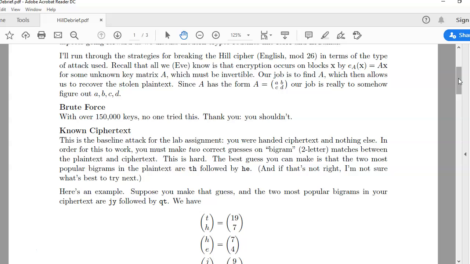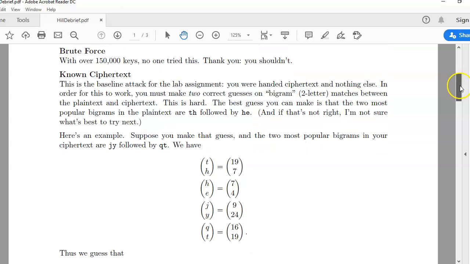Just remember that we're encrypting by multiplying blocks by some mystery unknown key matrix, A = [[a, b], [c, d]], which has to be invertible. So your job is to find the matrix A, which is the same thing as finding out who the entries a, b, c, and d are. Let's talk about how you might approach this. First of all, good job. No one really tried to brute force this thing, and you shouldn't, because it's got, maybe surprisingly, over 150,000 keys, so not really a good idea.